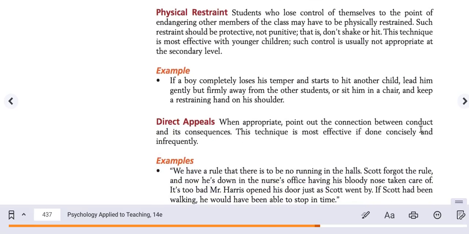Physical restraint. Students who lose control of themselves to the point of endangering other members of the class may have to be physically restrained. Such restraint should be protective, not punitive. That is, don't shake or hit. This technique is most effective with younger children. Such control is usually not appropriate at the secondary level. If a boy completely loses his temper and starts to hit another child, lead him gently but firmly away from the other students, or sit him in a chair and keep a restraining hand on his shoulder.